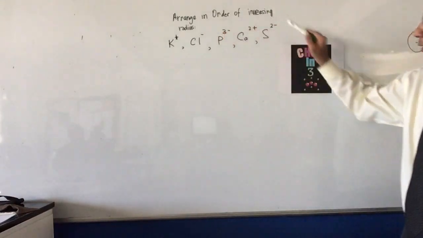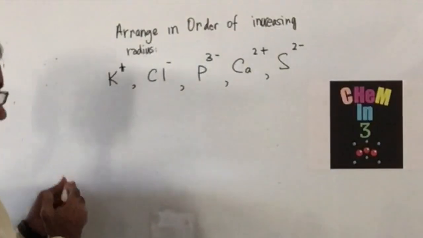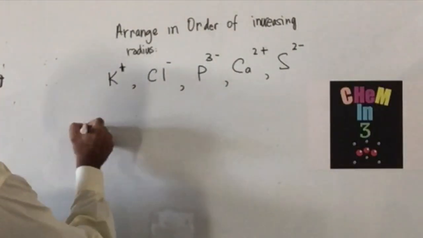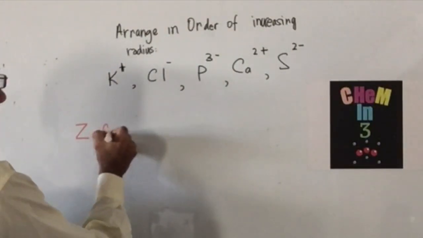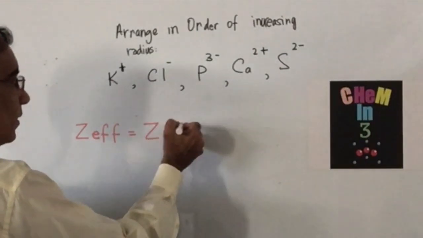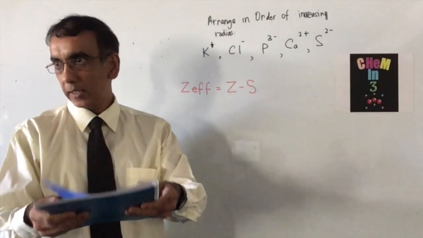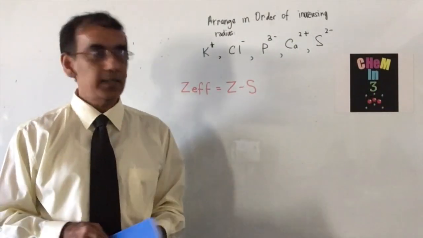Arrange the following in order of increasing radius. But we have the formula to follow. Z effective equals nuclear charge minus shielding. Nuclear charge is Z minus the number of shielding electrons. Right. In the multiple choice paper, you won't get the data booklet, but you will get a periodic table.